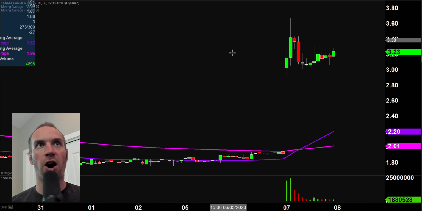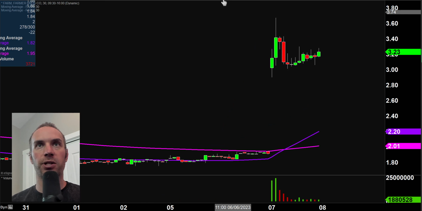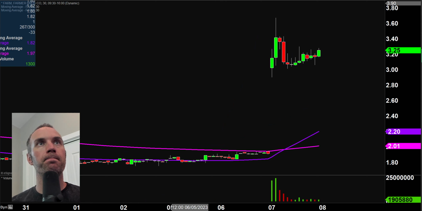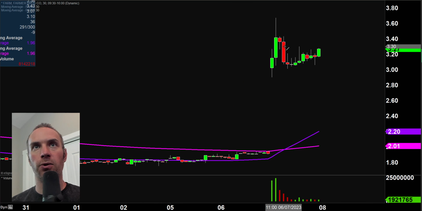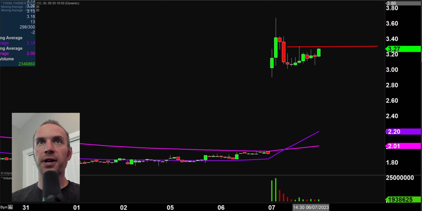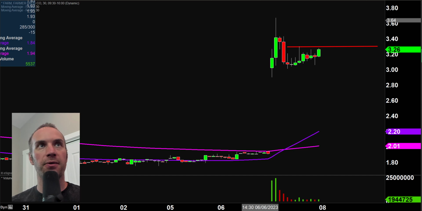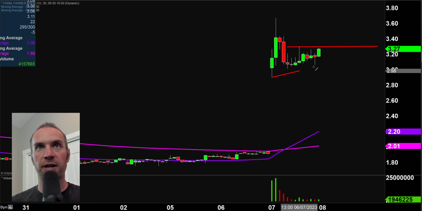Next one, FARM, and nice little setup here, mainly because we have a very nice little level that I think makes things very well defined, $3.30. And when things are well defined, so I'm getting ahead of myself. So there we have the area of resistance, and then at the same time, you have this very evident uptrend line like that.